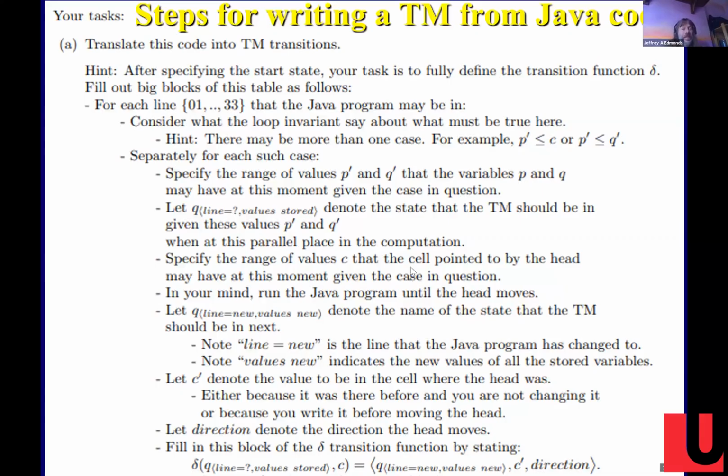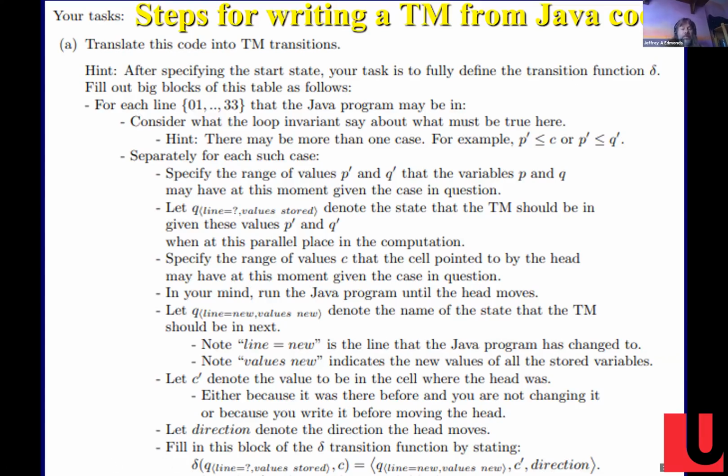So now I'm reviewing how to do it. The first thing you do is you tell me which is the start state. And after you tell me the start state, there's only one thing left that you have to do. You have to define the delta transition function.